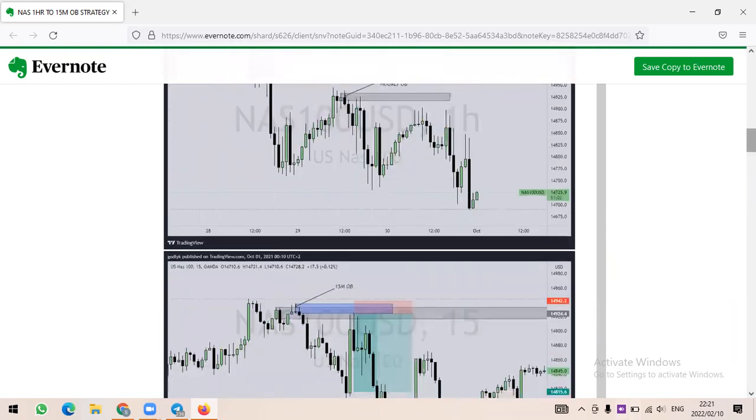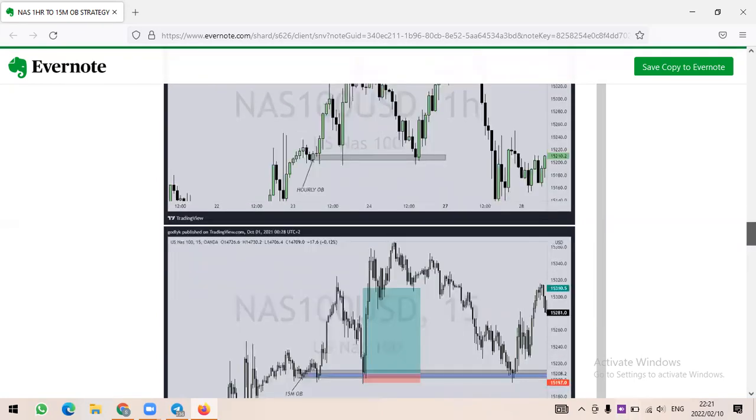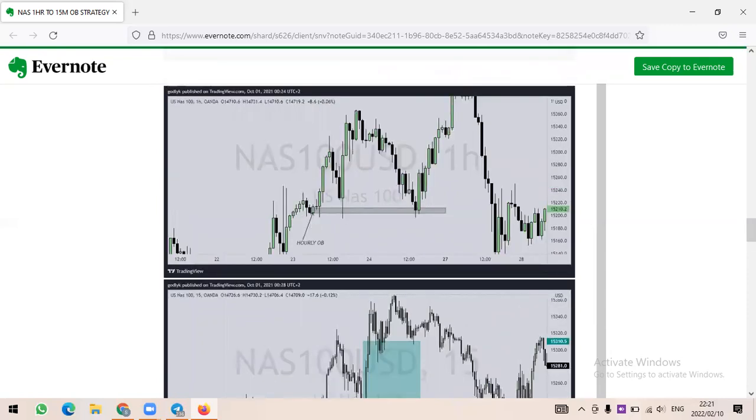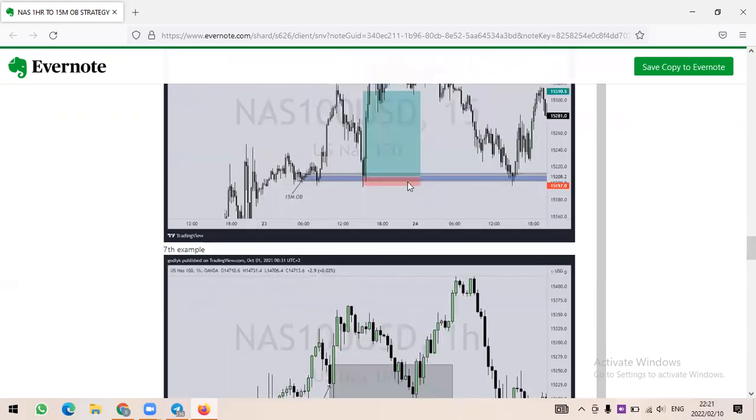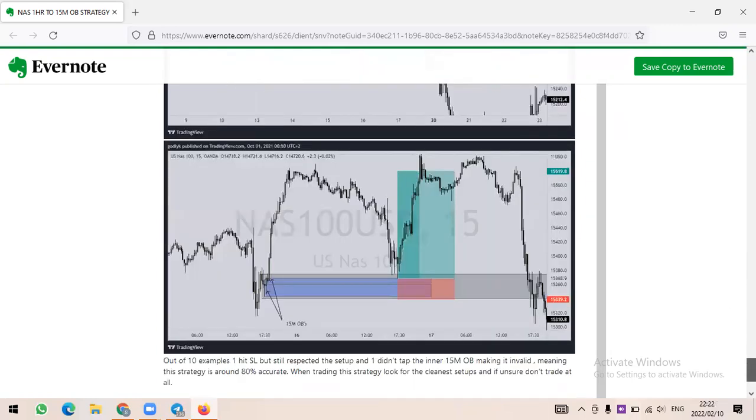Second example, hourly OB, find a 15-minute OB within, boom, stop loss right above the OB, target at the most recent low. Okay, we can keep making this. Here's a bullish one, hourly OB, and boom, 15-minute OB, boom. And there we go. Your stop would have been hit though in this example. Obviously, it's not a foolproof method.